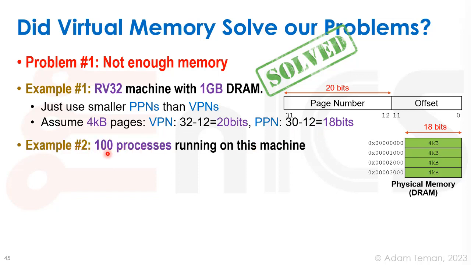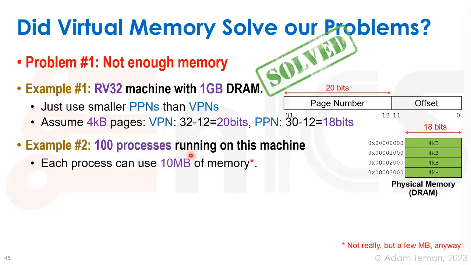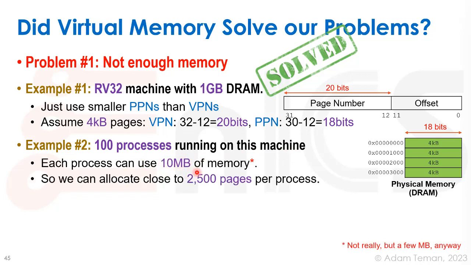Example number 2 is that we had 100 processes running on this machine. If we think about it, that means each process can use about 10 megabytes of memory. It's actually not quite that, but a few megabytes of memory, a couple thousand pages per process. That can be plenty for a lot of these small programs that are running. And we can distribute the pages between processes. We don't have to preset a maximum number of pages per process.